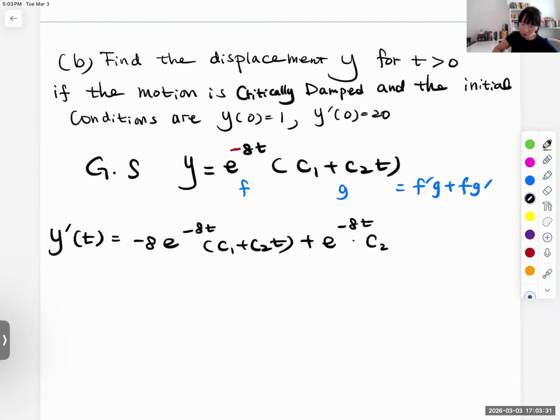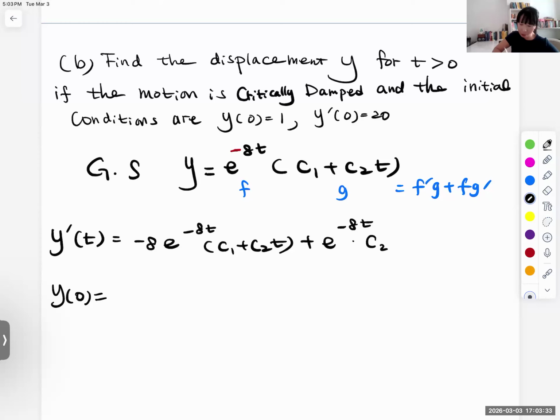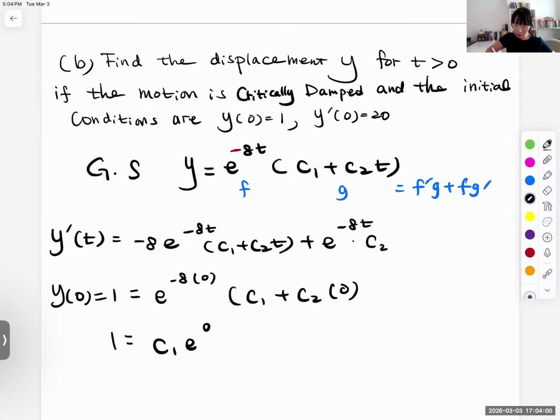All right, then let's do that. y of 0 equal to 1, you use the initial conditions, equal to e to the negative 8 times 0, c sub 1 plus c sub 2 t, which is 0, right? Okay, now the second term is 0, so we have c sub 1 e to the 0 power, which is 1, right? So there will be c sub 1 equal to 1.